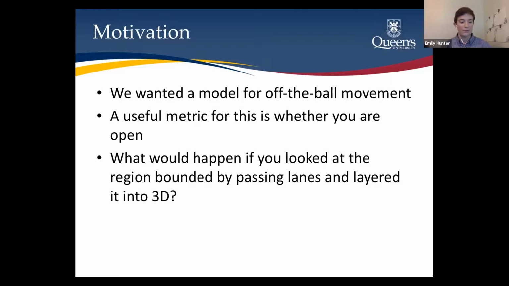And a useful metric for this is obviously whether you're open. Can you receive the ball? And if you can, do you have something to do with it? Or are you just going to run at 5 defenders?